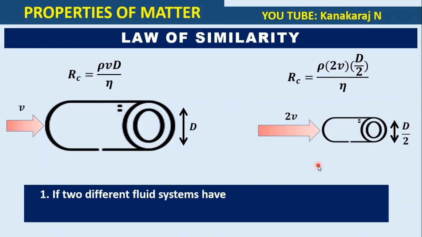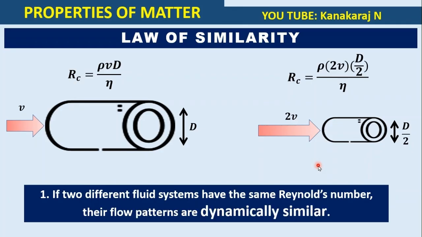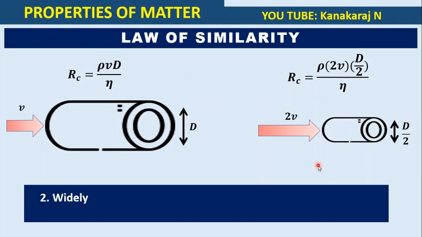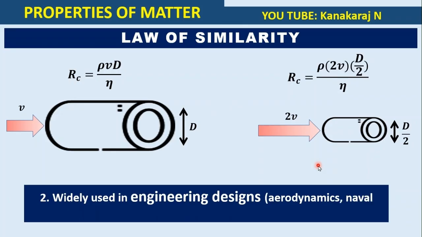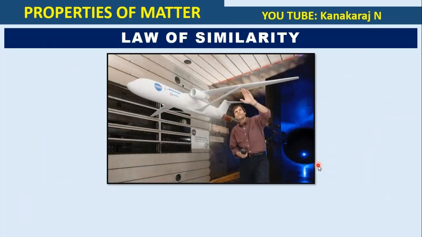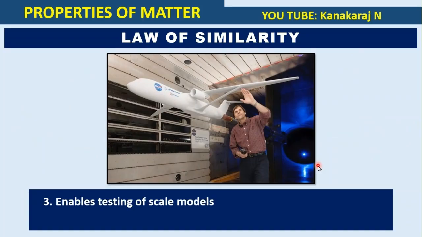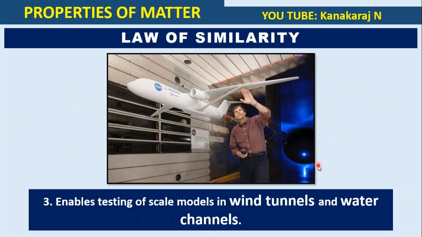1. If two different fluid systems have the same Reynolds number, their flow patterns are dynamically similar. Widely used in engineering designs, aerodynamics, naval architecture. Enables testing of scale models in wind tunnels and water channels.